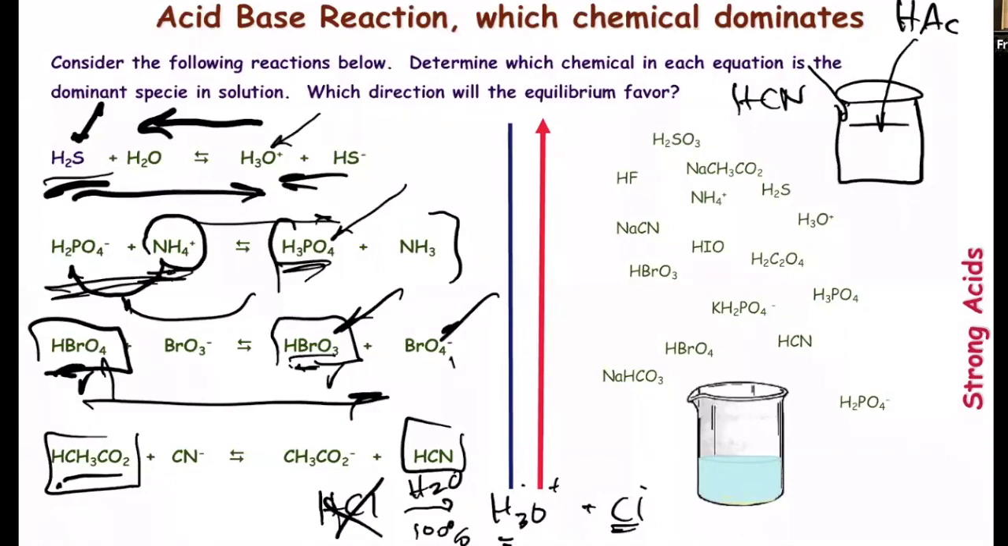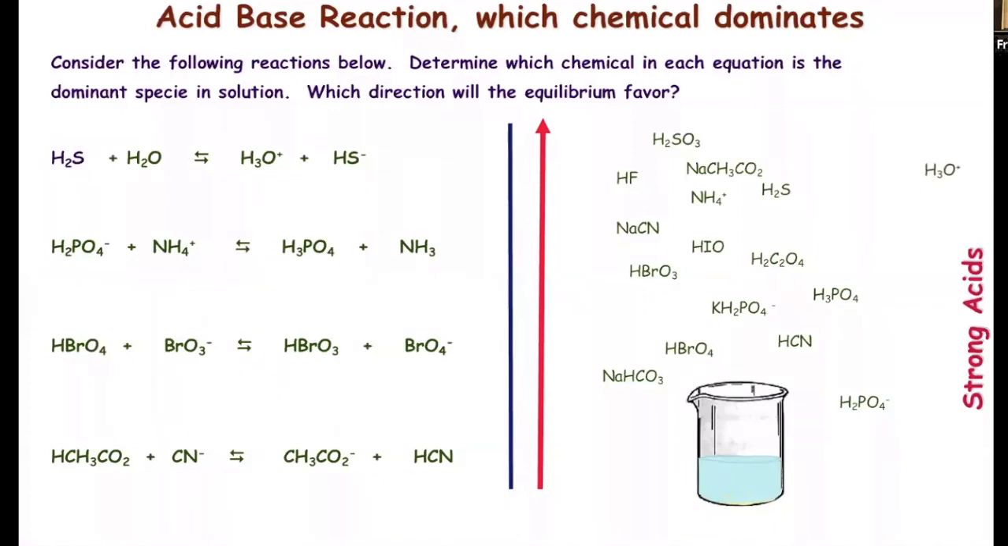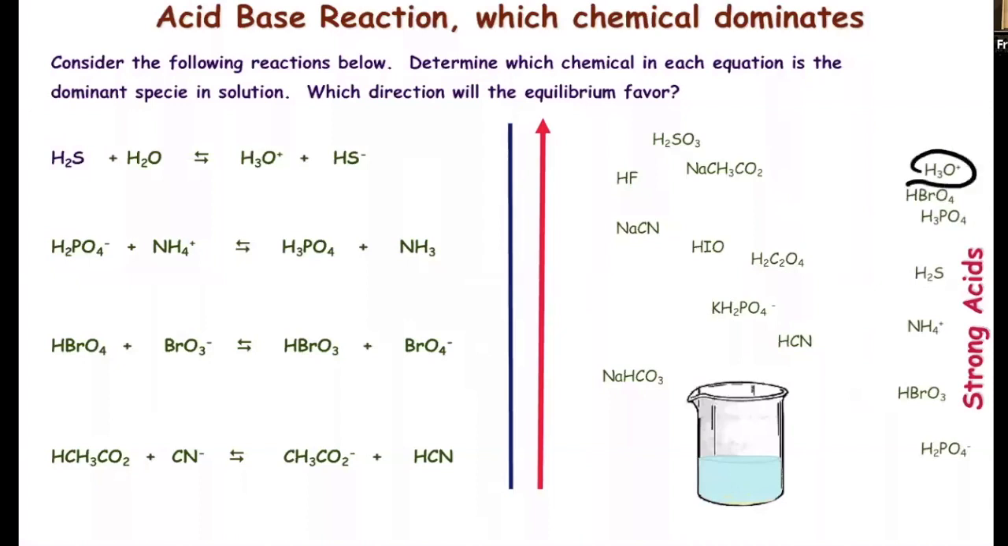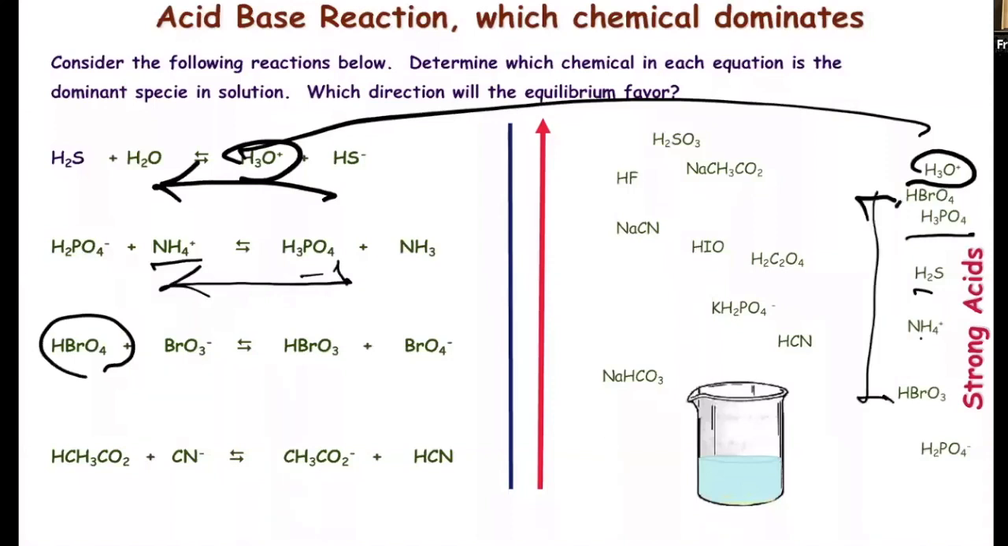So let me show you this slideshow real quick so that you can get an idea of which chemical is the dominant acid. You can do this by looking up the Ka. So this is the order of the acid strength. If I have this chart with me, then I can tell you right away in which direction each of these reactions goes. You can see that hydronium is a stronger acid than H2S. The reaction goes to the left. I can see that phosphoric acid is a stronger acid than ammonia. The reaction goes to the left. I already know that this is a stronger acid compared to that, so the reaction is going to go to the right.